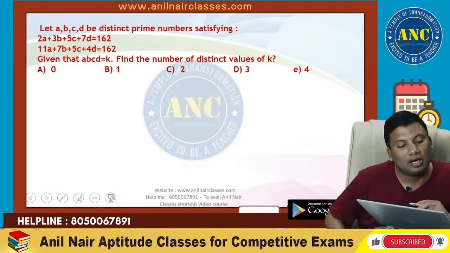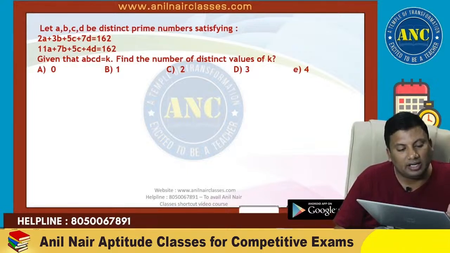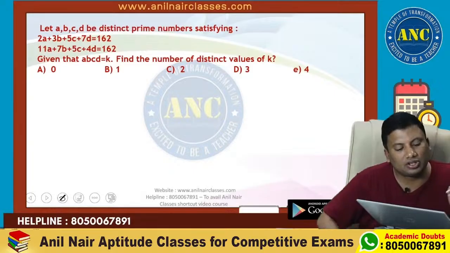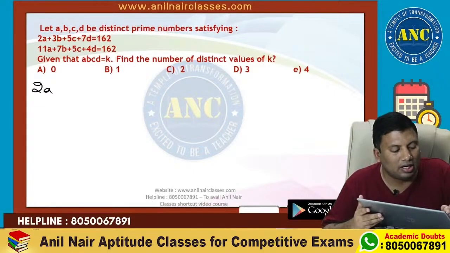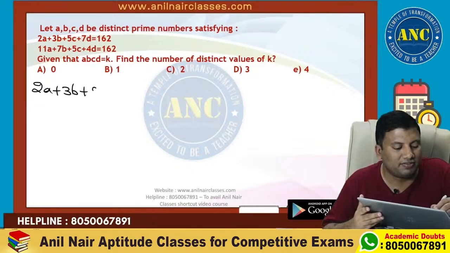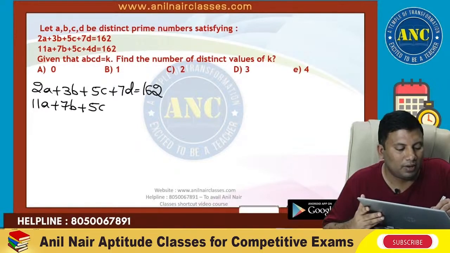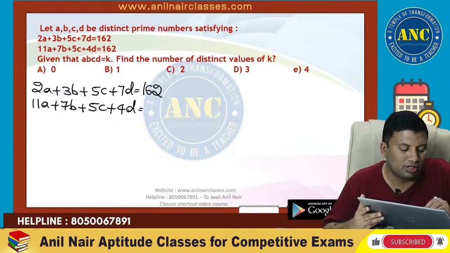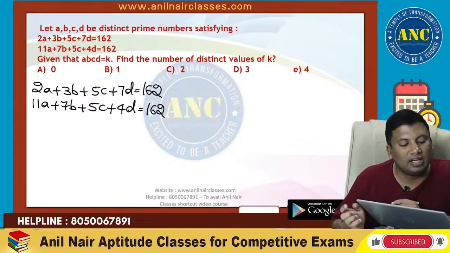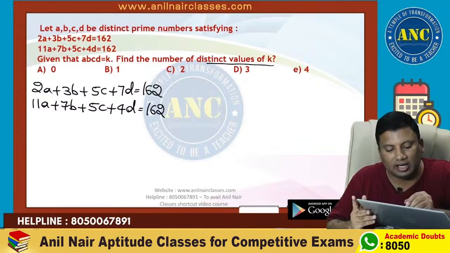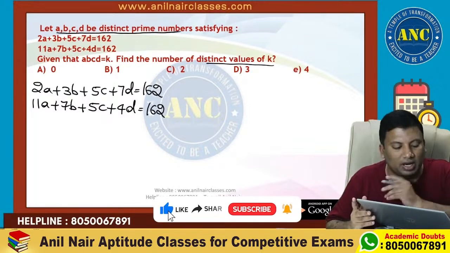Next one. Let A, B, C, D be distinct prime numbers such that 2A plus 3B plus 5C plus 7D is 162, and 11A plus 7B plus 5C plus 4D is also 162. Given that ABCD equals K, how many distinct values will K take? A, B, C, D are distinct prime numbers.